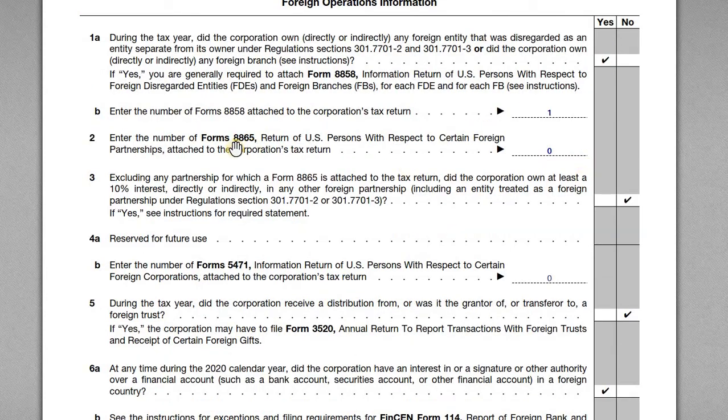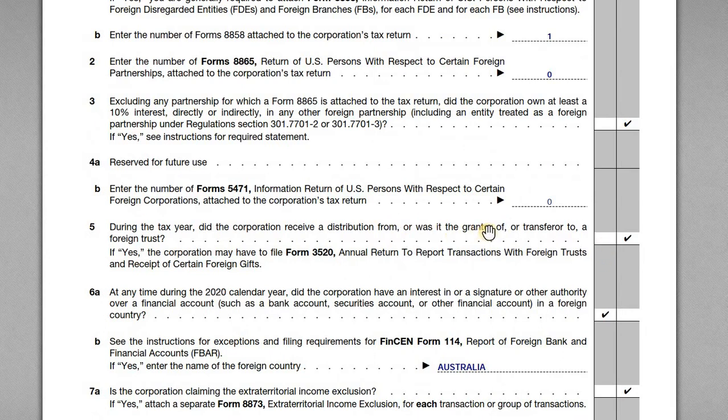Now the rest of the questions here, 8865 for foreign partnership interest, we don't have any of that, right? Because again, the corporation doesn't own any other legal entities, right? So it's not invested in anything else. So no foreign partnership interest. So we don't have that. 5471s are for controlled foreign corporations. Don't have any of those. And then 3520s, nothing there, right? Because we don't have any trusts.